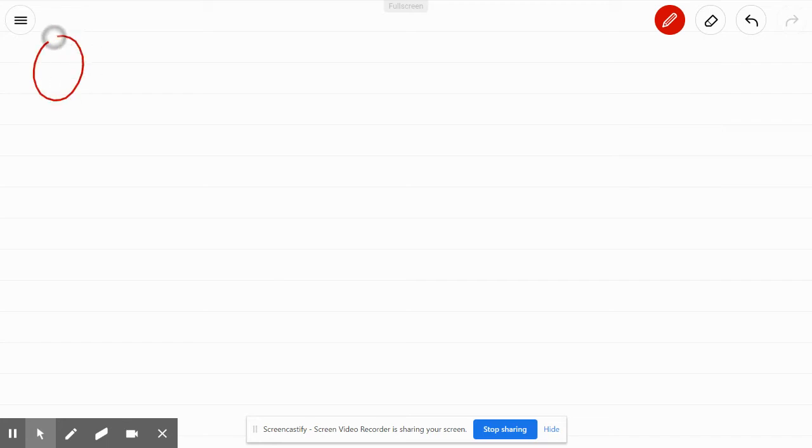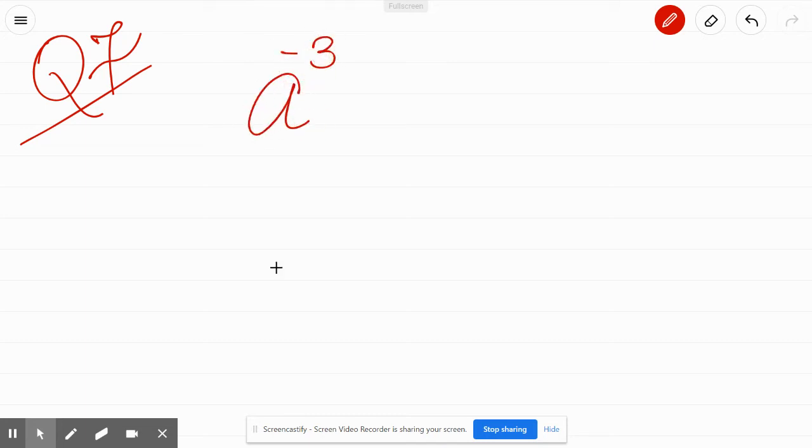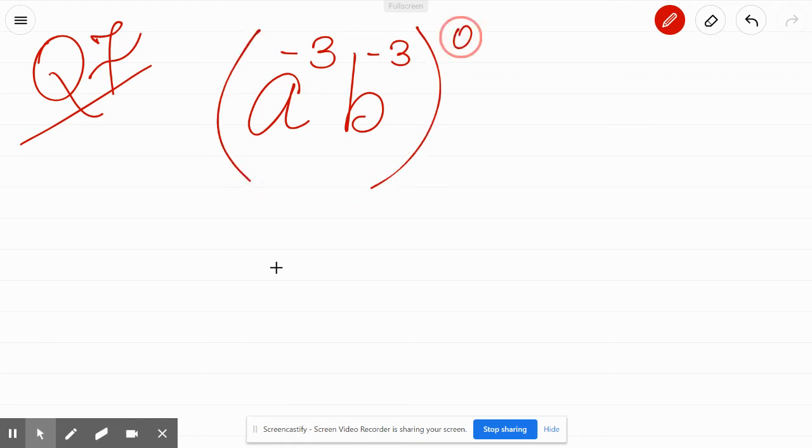Question 7. Question 7 says a to the power of -3, b to the power of -3, all to the power of 0. Now it looked very complex as I was writing. The moment I put a 0 here, your work changed to very easy work.